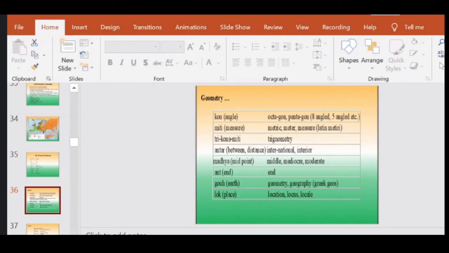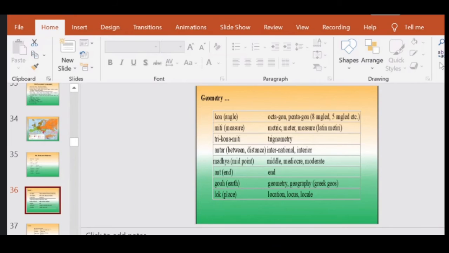Then trigonometry, that is three is three. Cone is the angle, and miti is measurement. And then it becomes trigonometry. Then we have antar. Antar is difference or the distance between the two. Then you have international, that is antar becomes inter. Then it becomes interior. So this is how the change has happened.